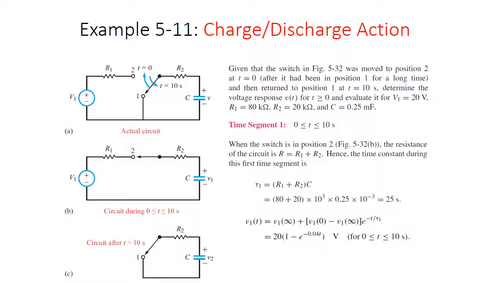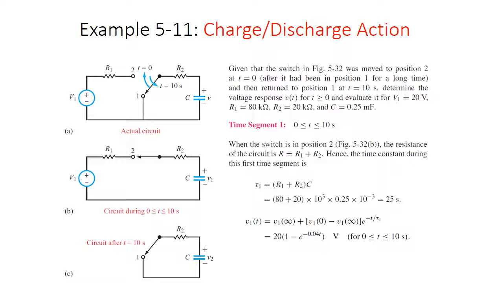When the switch is in position 2, the resistance of the circuit is R equals R1 plus R2, because those two resistances add. Hence, the time constant during the first time segment is tau equals RC, and with two resistors, R1 plus R2 equals R equivalent, so we can add those up. Essentially, that's 25 seconds. That's showing that it's going to take 25 seconds to charge for one time constant, which increases the amount of time it takes to charge that capacitor, as opposed to if it did not include one of those. Because again, more resistance means slower charging time, slower discharging time.